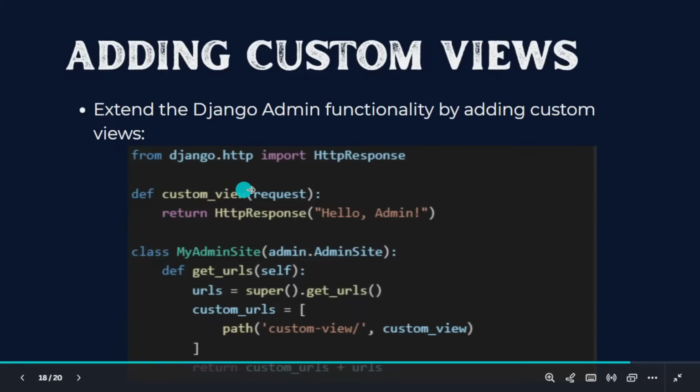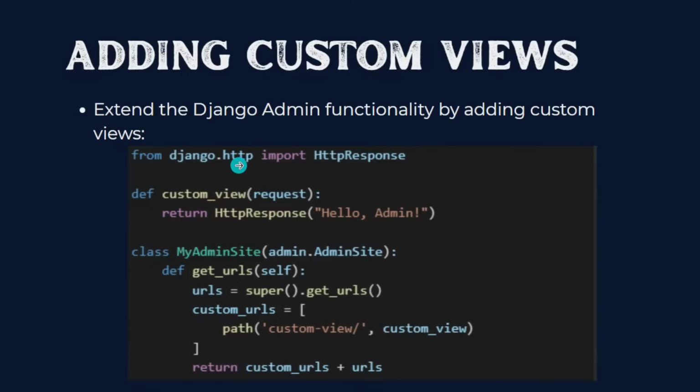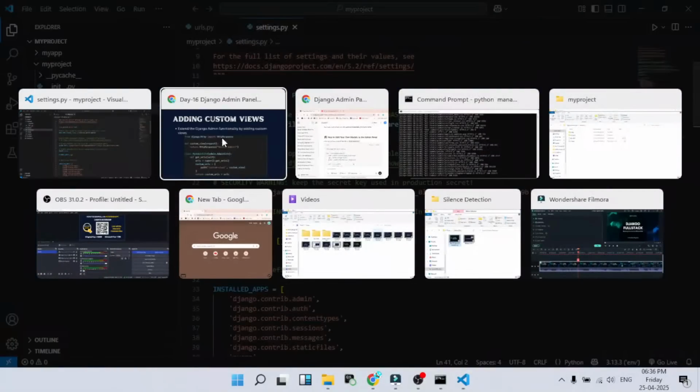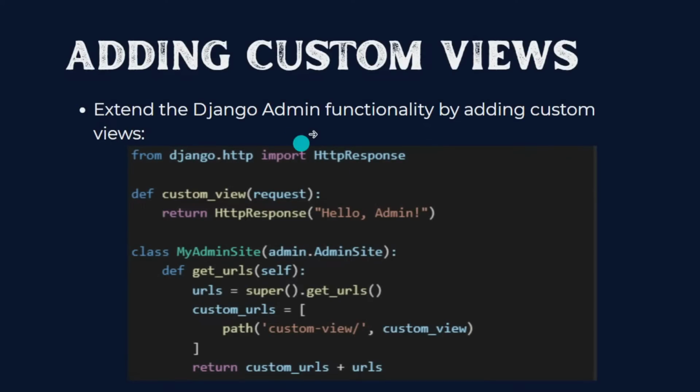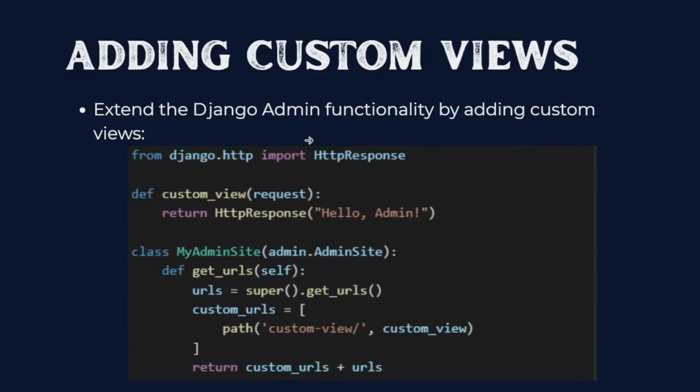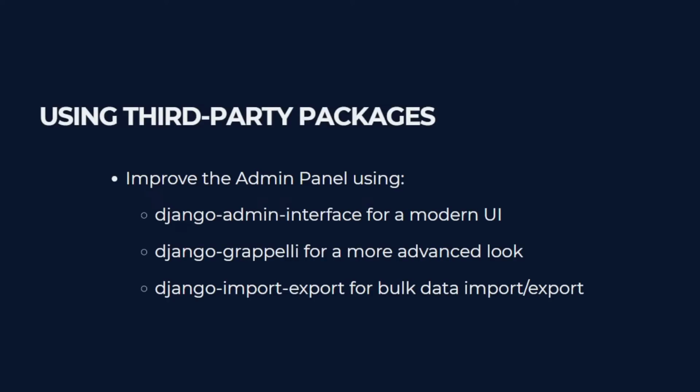Basically, we mention a function for the default admin panel. This is how the default admin panel looks, so we alter the admin panel using this code. This is the function, and these are the things we mention in the class. And using third-party packages, basically we alter our admin panel.